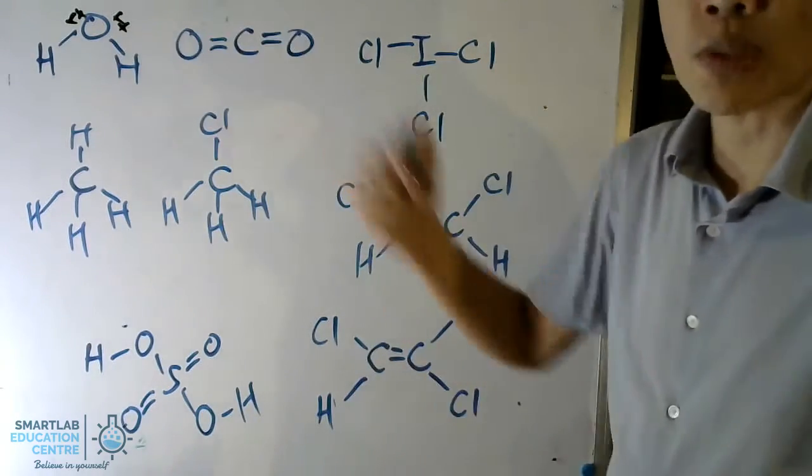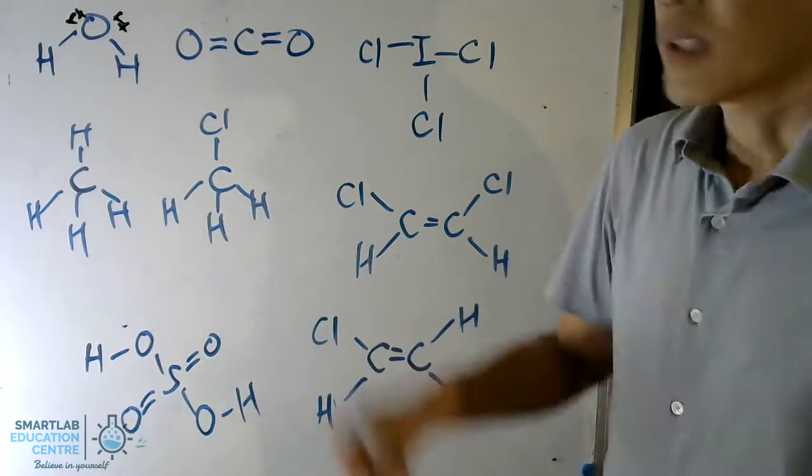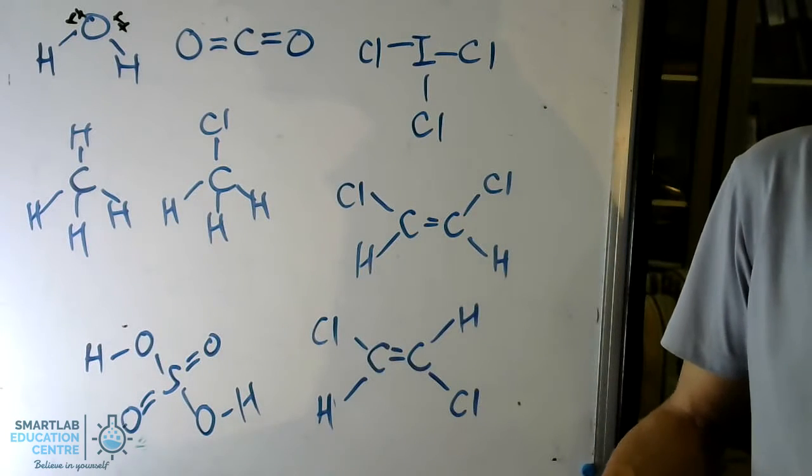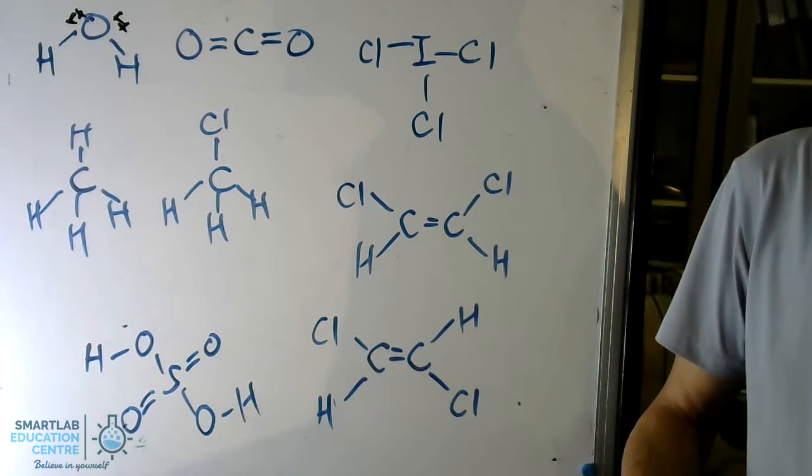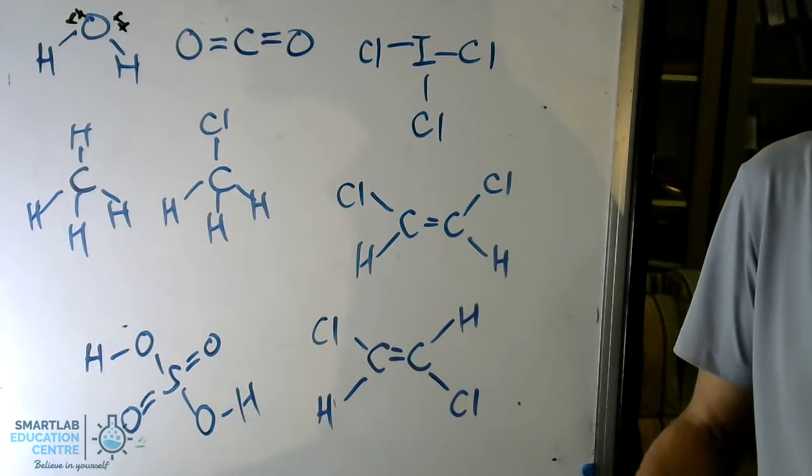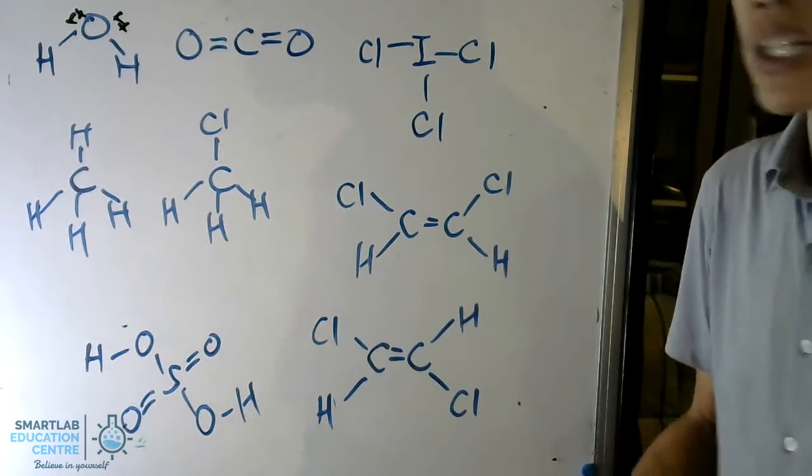Once we have the shape of the molecule, the next step is to study each of the covalent bonds and decide whether the bond is polar. And if it is polar, we will have to determine the direction of the dipole moment. Let's take a look at how we do that.